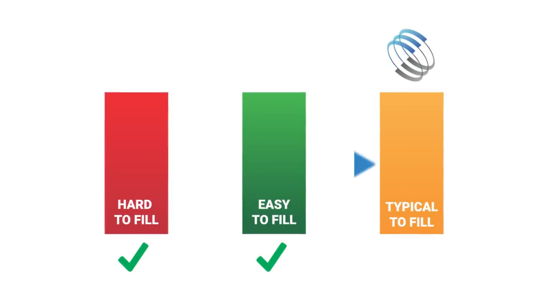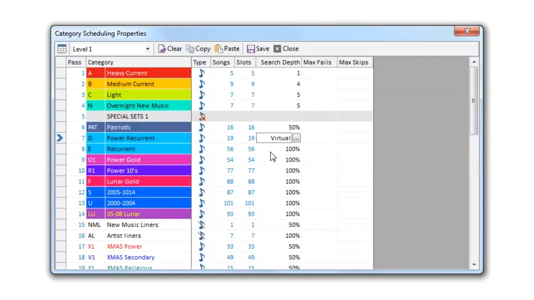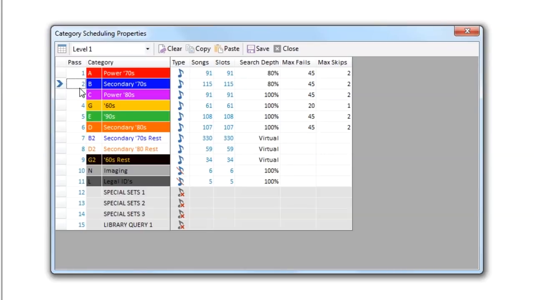This means that MusicMaster may not have to search as deeply for some positions, resulting in a log that schedules much more quickly while still getting the results you expect. While in Schedule Properties, you'll also be able to edit the values in the Pass Order column to make it easier to put multiple categories in the same pass, as well as quickly copy and paste settings from one level to another.